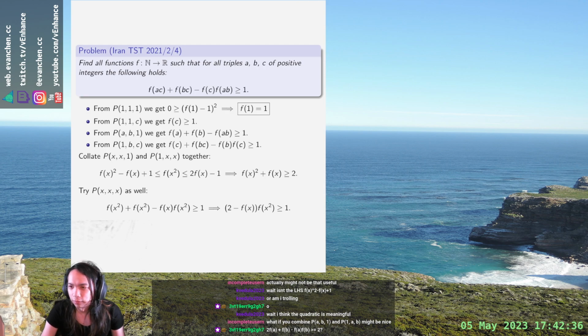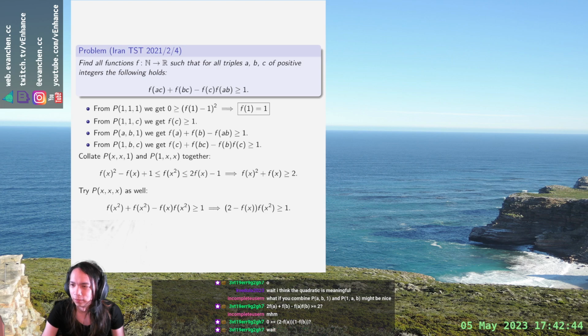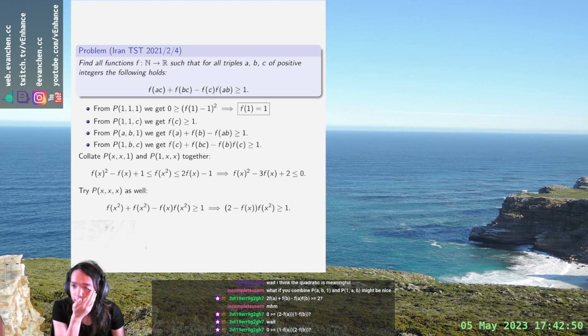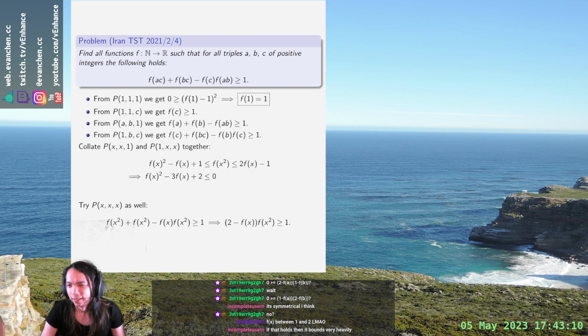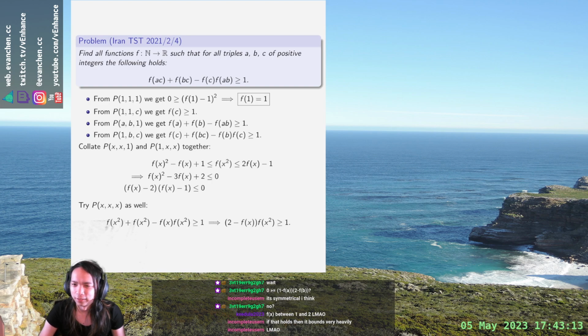This says f(x)^2 minus 3f(x) plus 2 is less than or equal to 0. Which means that x is... Where does this stuff all come from? I'm just confused, who dreamed up this equation? So this implies that f(x) is less than or equal to 2. Is that what we get?